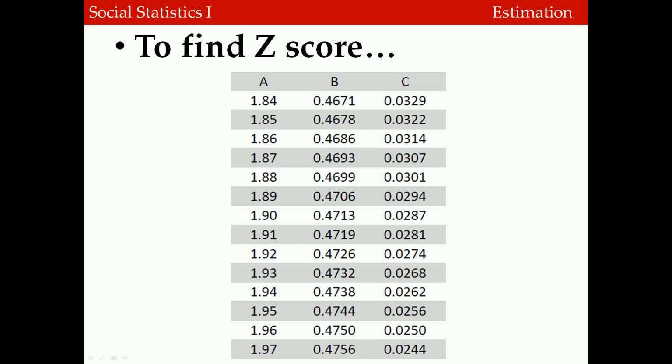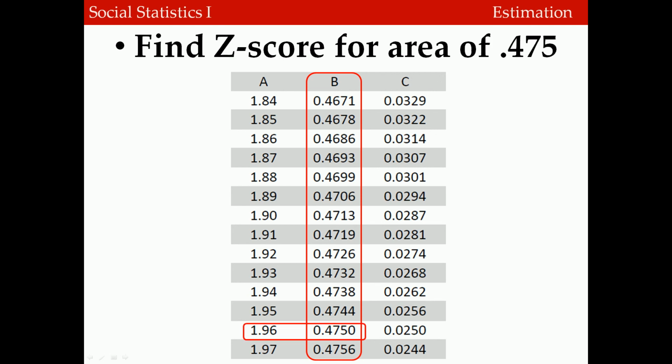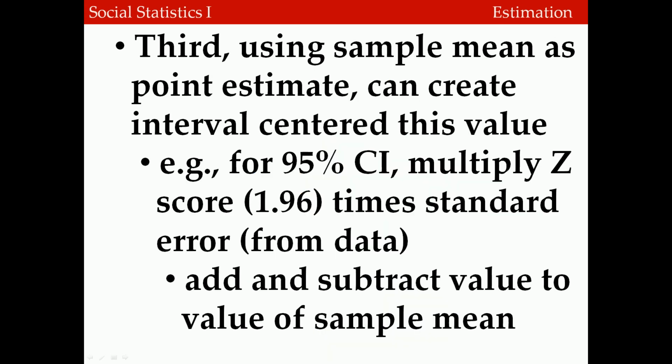Now we have to find the z-score in the standard normal table corresponding to that area. We first have to figure out which of these two columns to use, column B or column C. Since we're looking for an area between the mean and the z-score, the interior area, we're going to use column B. We can see that the first value in this column to include 0.475 is the one corresponding to a z-score of 1.96. So 1.96 is the z-score that we use for a 95% confidence interval.